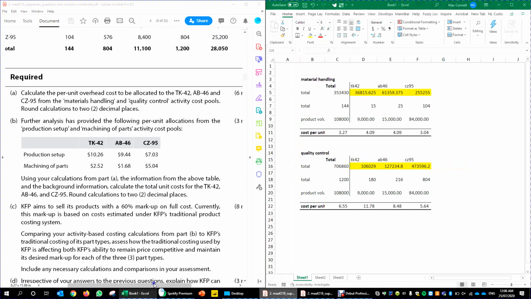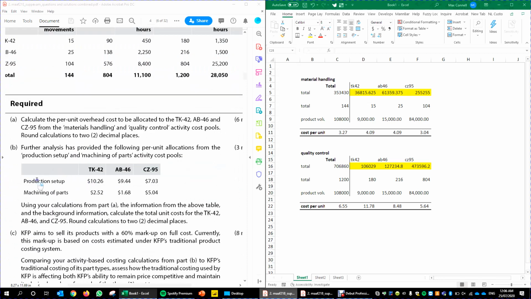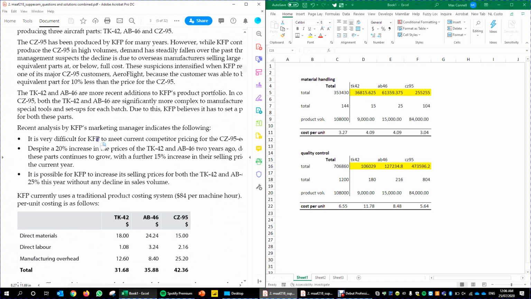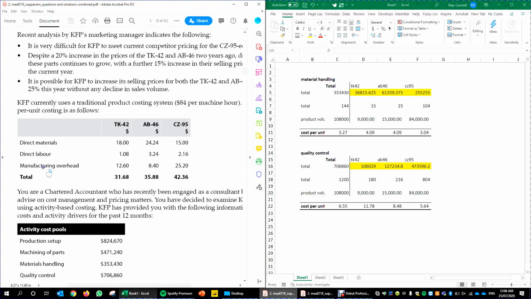Okay, so for part B, how we're going to approach this is, we've been given some extra information around the overhead cost of setting up these three products. What we have to do is calculate the total unit costs for these three products. Now, the total unit cost is basically this, right?